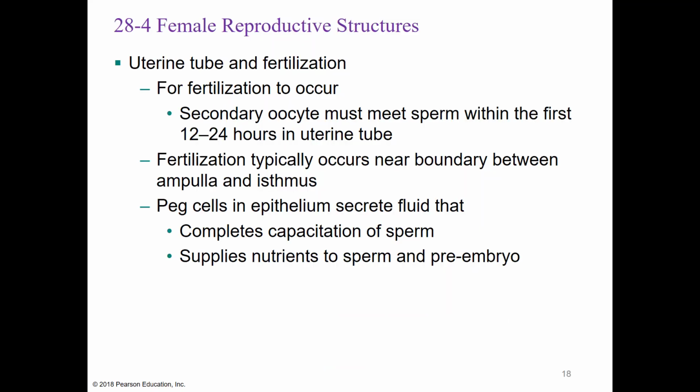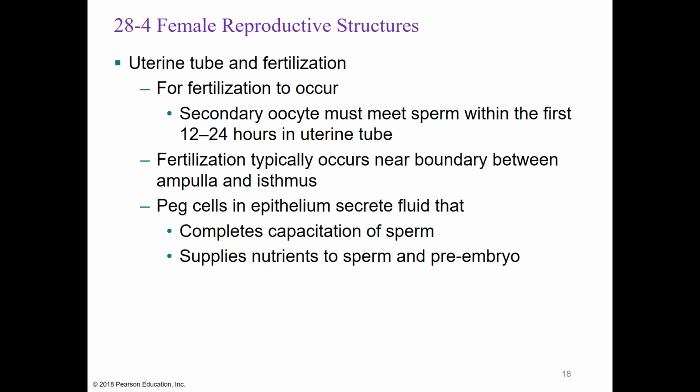So the uterine tube and fertilization, which again we're going to talk about a lot more in chapter 29. We're focusing really on preparing for fertilization in chapter 28. So for fertilization to occur, a secondary oocyte, which we haven't talked about yet, so if you don't know what that is, just hold that thought, we'll get to it. A secondary oocyte must meet a sperm within the first 12 to 24 hours it ends up in the uterine tube. So there's a very small window of fertilization opportunity.